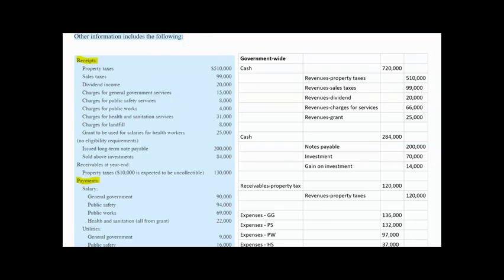In this journal entry, I debit cash and credit revenues from property tax, revenues from sales tax, revenues from dividends, and revenues from the charges for services, and then the last one is revenue from the grant. They're all coming from here.